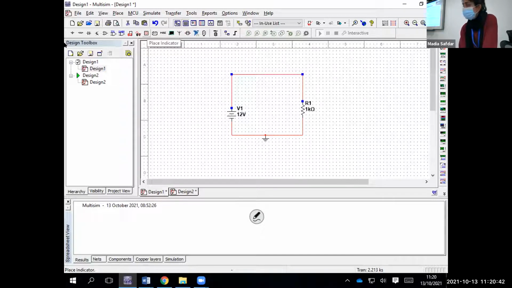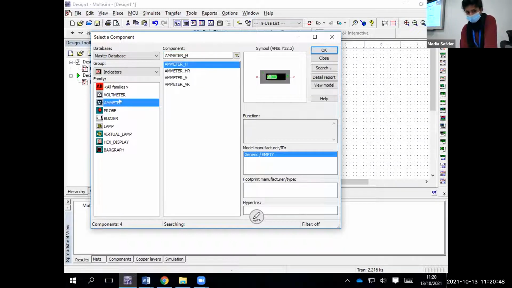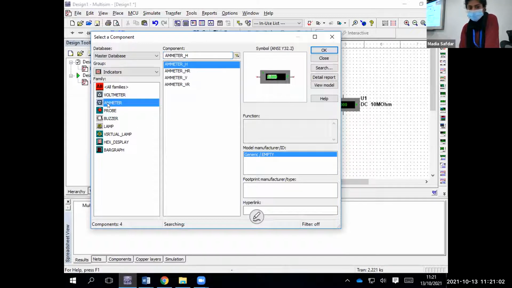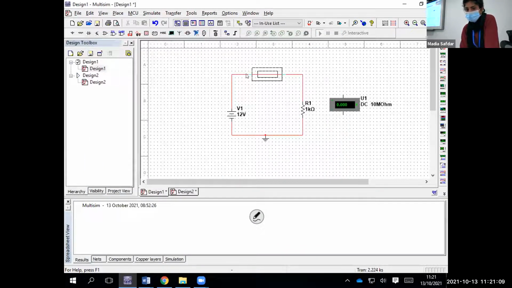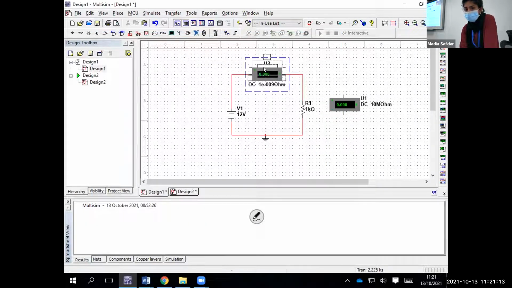So come here, place indicator. Click it and then see, this is voltmeter, this is ammeter. From here, take the vertical voltmeter and put it here, parallel across the resistor. Then come here, take the ammeter, the horizontal one. Press OK. Put it on the wire and then close this and check if it is connected.